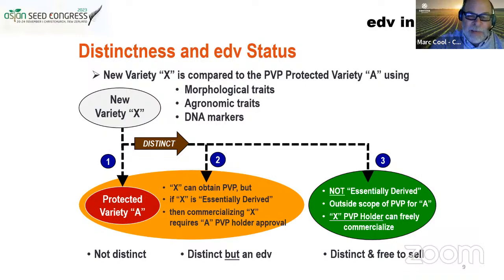And then there could be a case 3 where this variety X is so far removed genetically from variety A that it is not essentially derived. It is outside the scope of PVP for variety A, and the PVP or the breeder of variety X is able to get PVP and then freely commercialize that variety. So this kind of shows a red area, they're the same, an orange area, they're kind of close, and a green area, no, they're quite far apart.